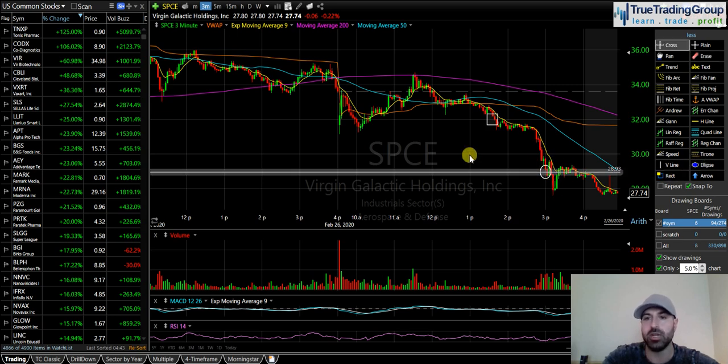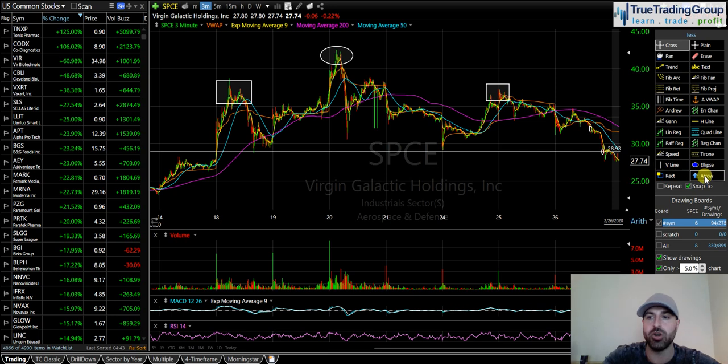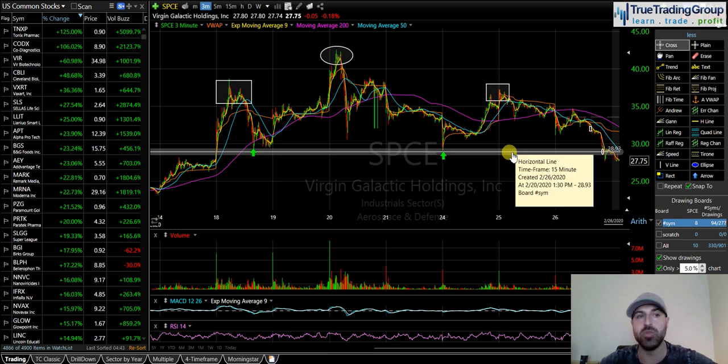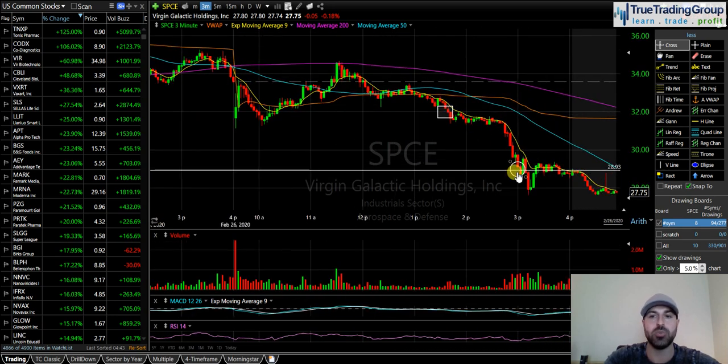Here's that neckline at 29. That was my first target because of this support level that is very clear. Okay, that's the neckline. If we break below this neckline, this trade should trigger. So when we got there, I said, let me take 25% of my position off the table just to be prudent in case the neckline does not break.